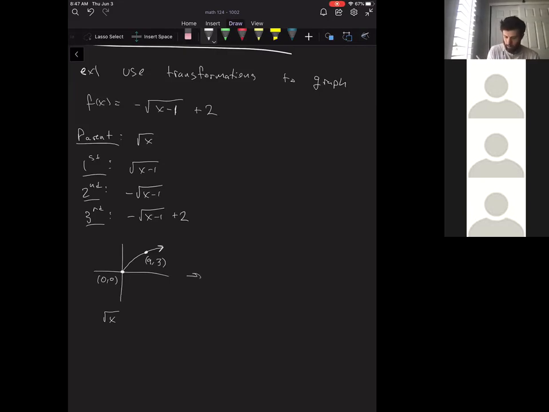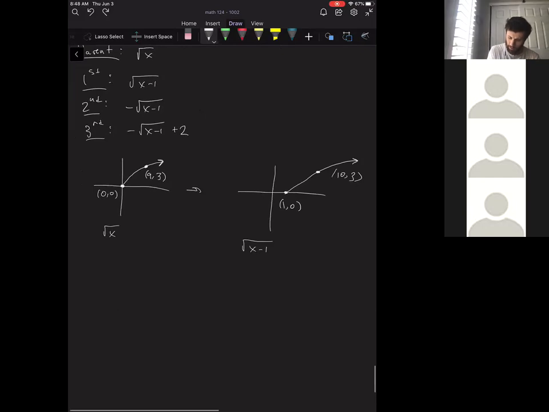Now let's move over to the first transformation. So now we have x minus 1. Because we have a minus 1 to the x, we need to move everything to the right 1 unit. So this point is going to move over to 1, 0. And then the other point we have on there is going to move over to 10, 3. Again, all we're doing is adding 1 to all the x values. So this has an x value of 0, moves over to 1. This has an x value of 9. That moves over to 10.